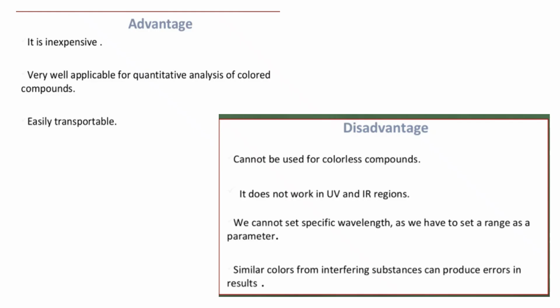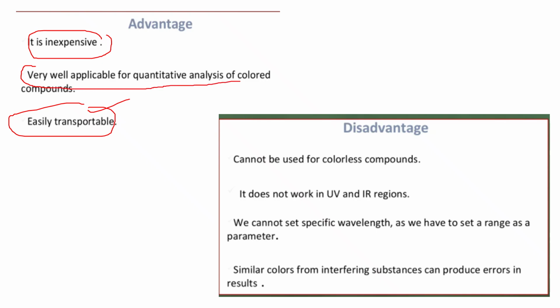Now, there are some advantages and disadvantages. The advantages are that it is very inexpensive, easy to carry, easily transportable, very handy, and very well applicable for the quantitative analysis of colored substances. If you look at the disadvantages, you cannot go below 400 nanometer, so it is not applicable for colorless compounds. You cannot go for the UV range or infrared. You can only work in the visible range.